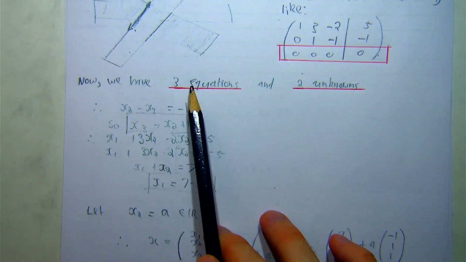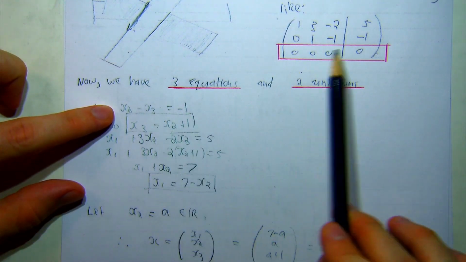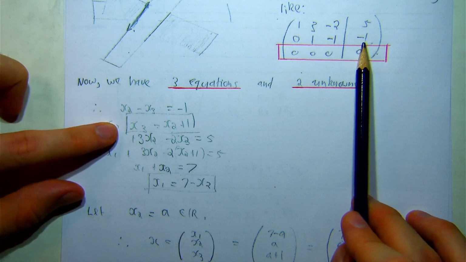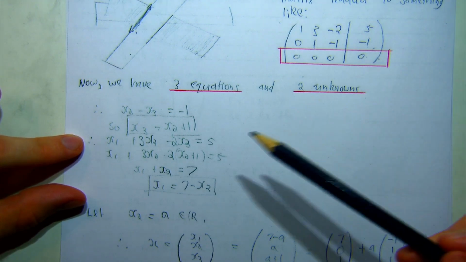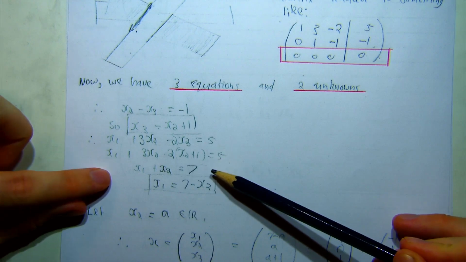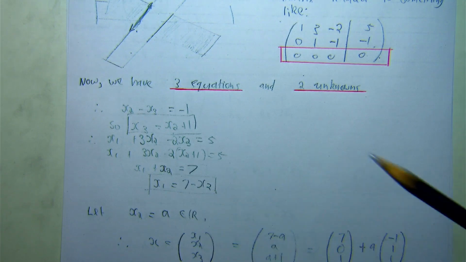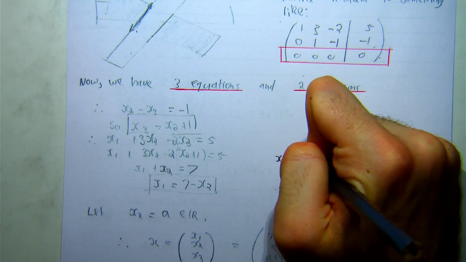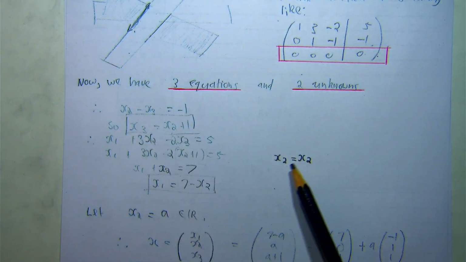Solving this one here with our 3 equations but only 2 unknowns. We have x2 minus x3 is equal to minus 1. That's from this row here. So x3 is equal to x2 plus 1. And then from the top row, we can plug in what we just found about x3 to give us this. Rearrange it, and we get x1 equal to 7 minus x2. And then we also have, of course, x2 is equal to itself, obviously. And now all of the variables are written in terms of x2.